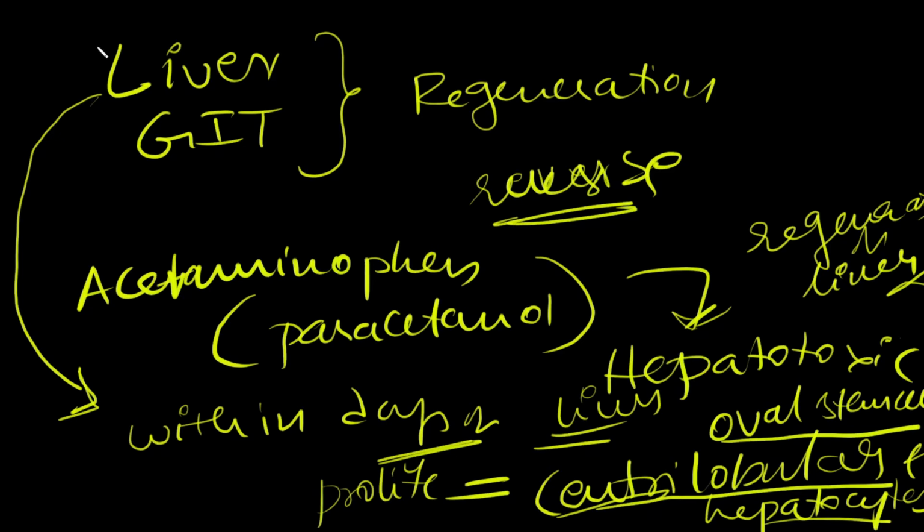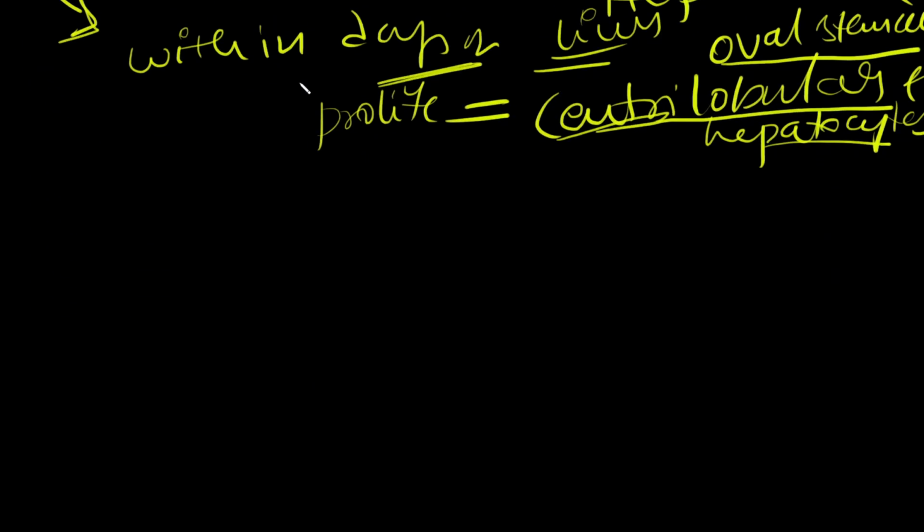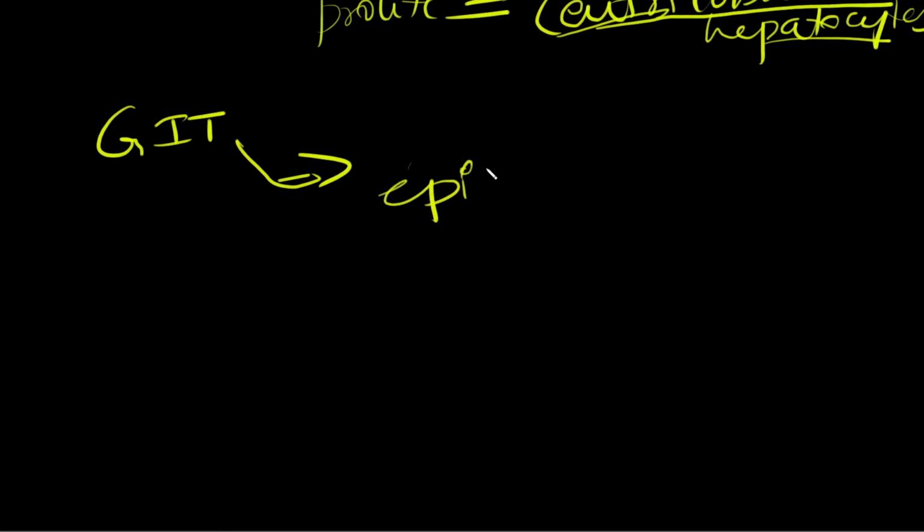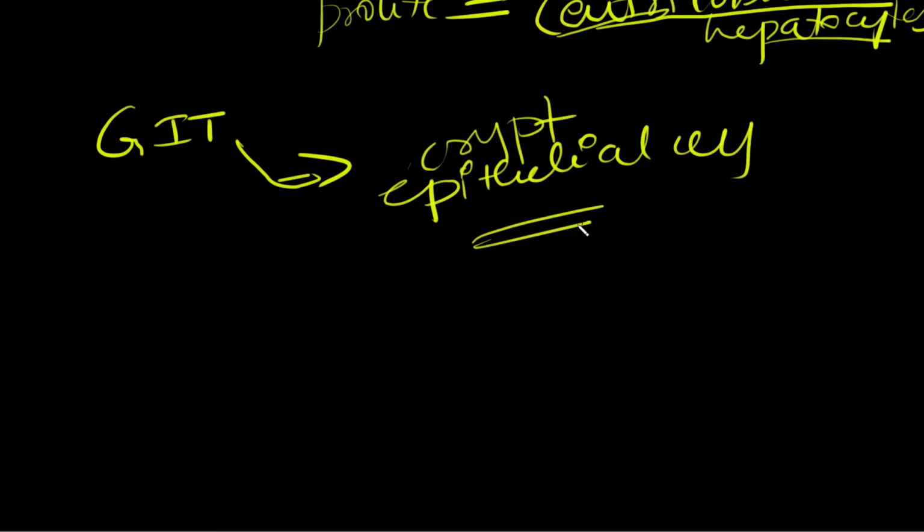Similarly, the GIT is resistant to the cytotoxicity of anti-cancer drugs in general because of the rapid proliferation of epithelial or crypt epithelial cells. These are the cells that line the inside of the intestine.